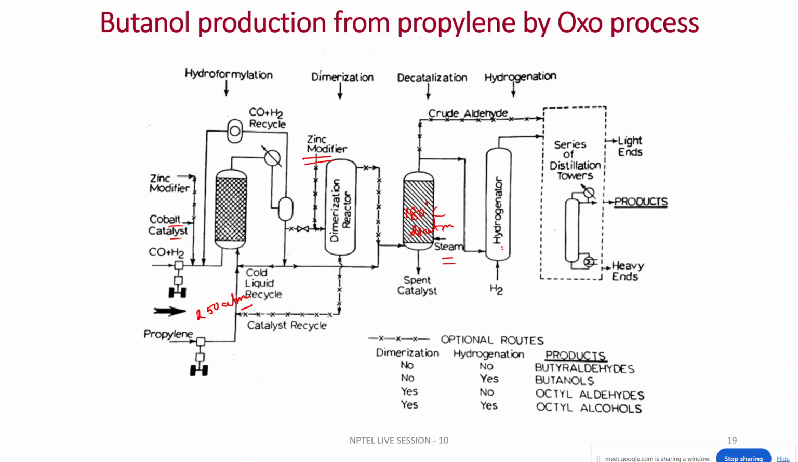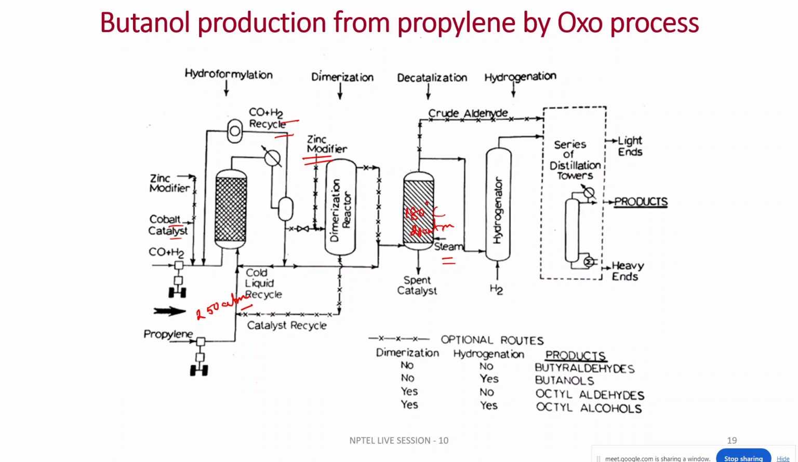Then the product is taken to the hydrogenator, where the unconverted synthesis gas from the oxo converter, before that, can be recycled back. This synthesis gas can be recycled back unconverted.